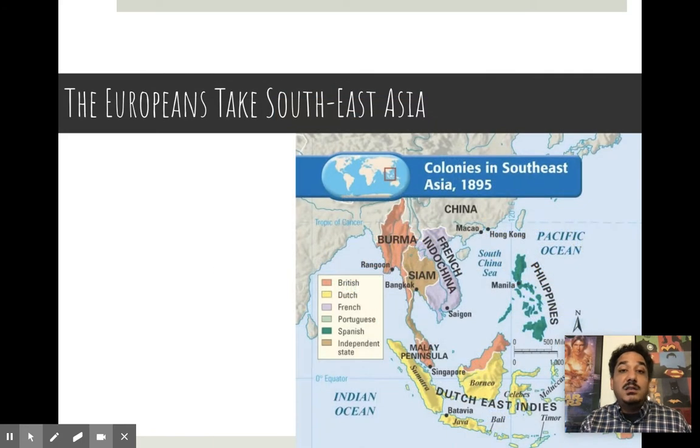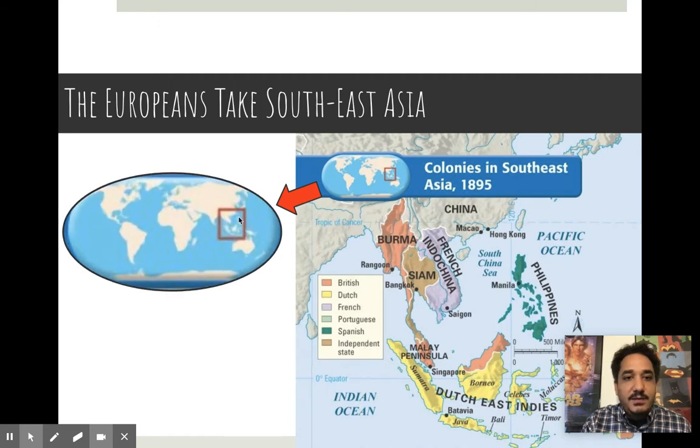The Europeans also did it in Southeast Asia. If you look right here, you see the globe. I'm going to try and show you where we're talking about. It's that little area right there. Let me make it bigger for you. This is the area I'm talking about: Southeast Asia, French Indochina, that's modern-day Vietnam, the Philippines, and Malaysia.